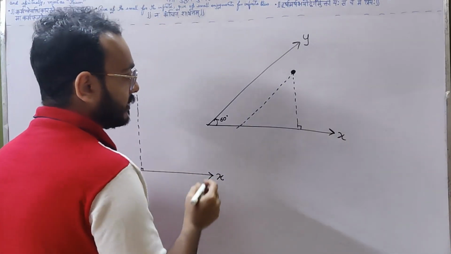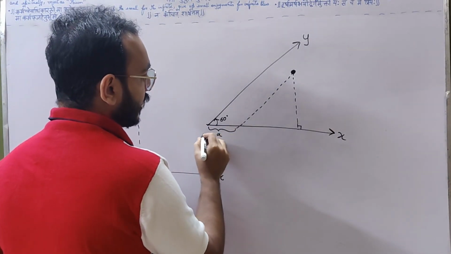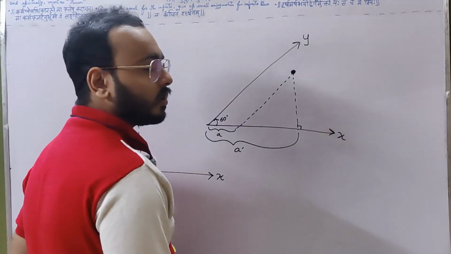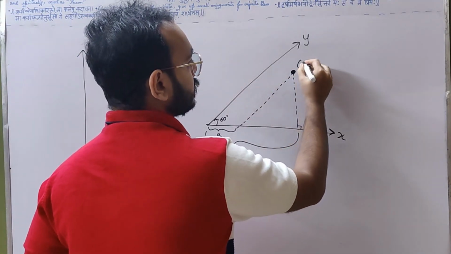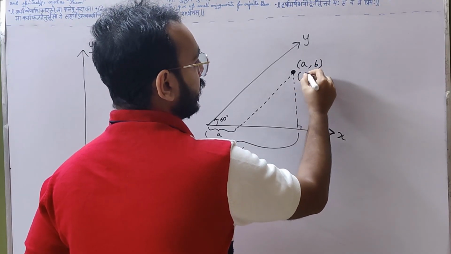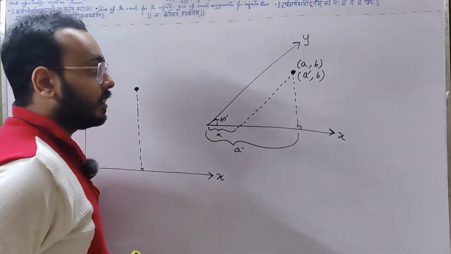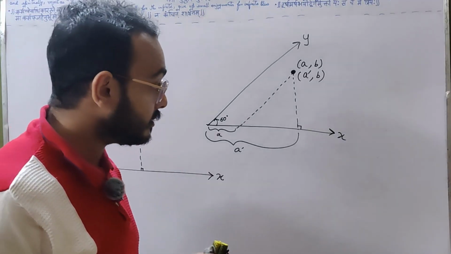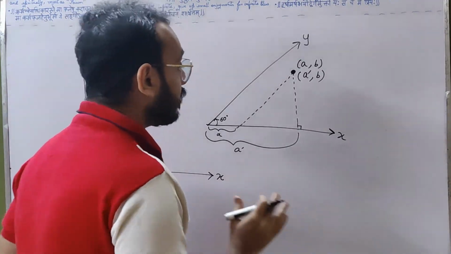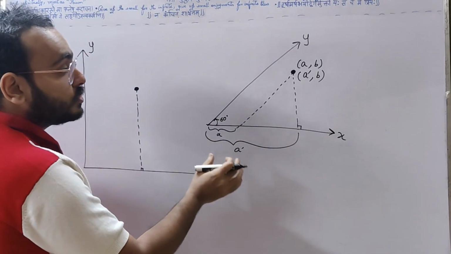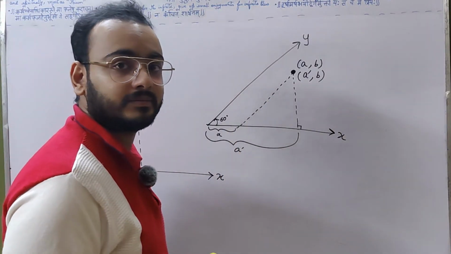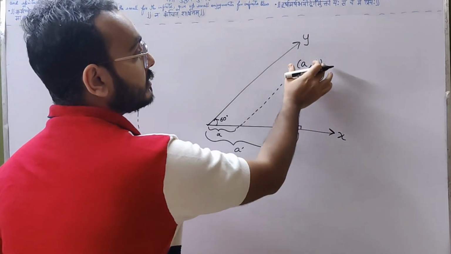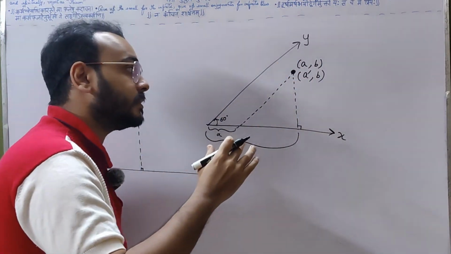Then the problem will arise if this is a and this is a dashed. Then this point will correspond to two numbers, a comma b and a dashed comma b. So the uniqueness rule will be broken. Is it so? No. The problem is these are two different ways of measuring. This measurement belongs to a different space and this measurement belongs to a different space.